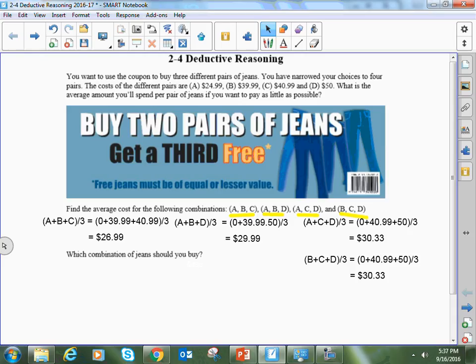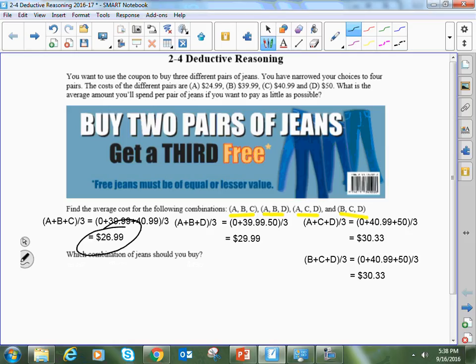Now the question does ask us, what is the average amount you'll spend if you want to spend as little as possible? Well, if you want to spend as little as possible, you really want to go with this one right here. Now, we're making that decision based on the information that's provided. Even though we are looking at numbers, we're not looking at values to try and distinguish a pattern that's changing. What we're doing is we're looking at information, and based on the information, we're drawing a conclusion, a specific idea that we're trying to adhere to.